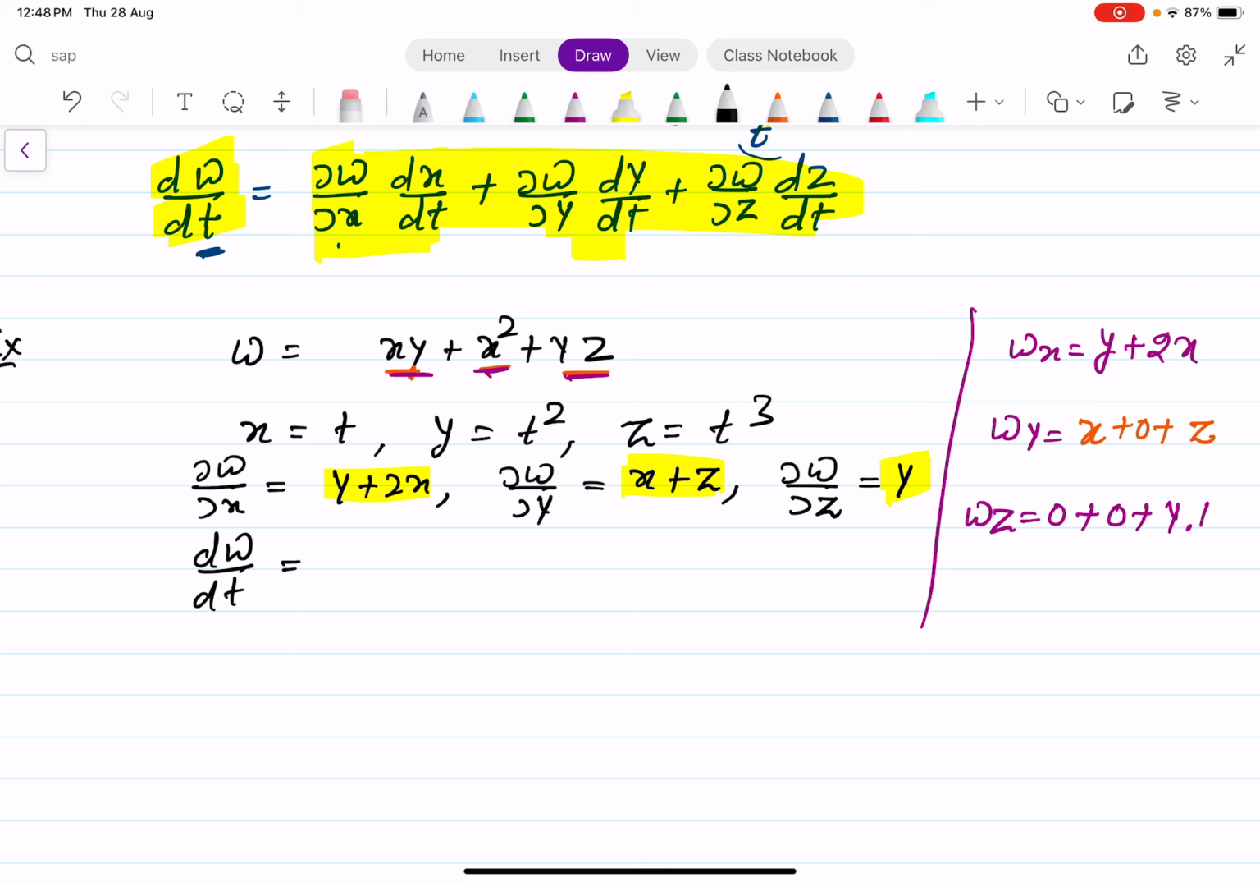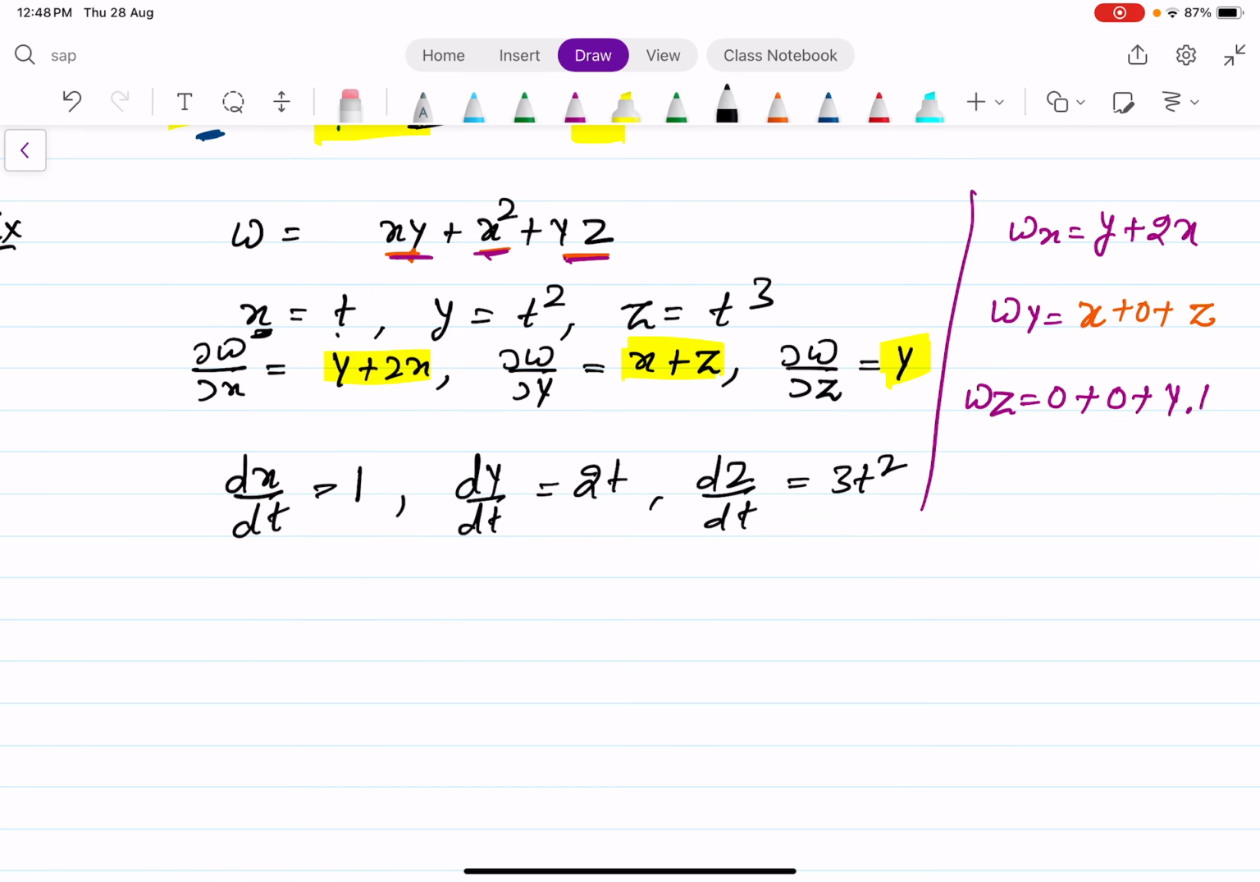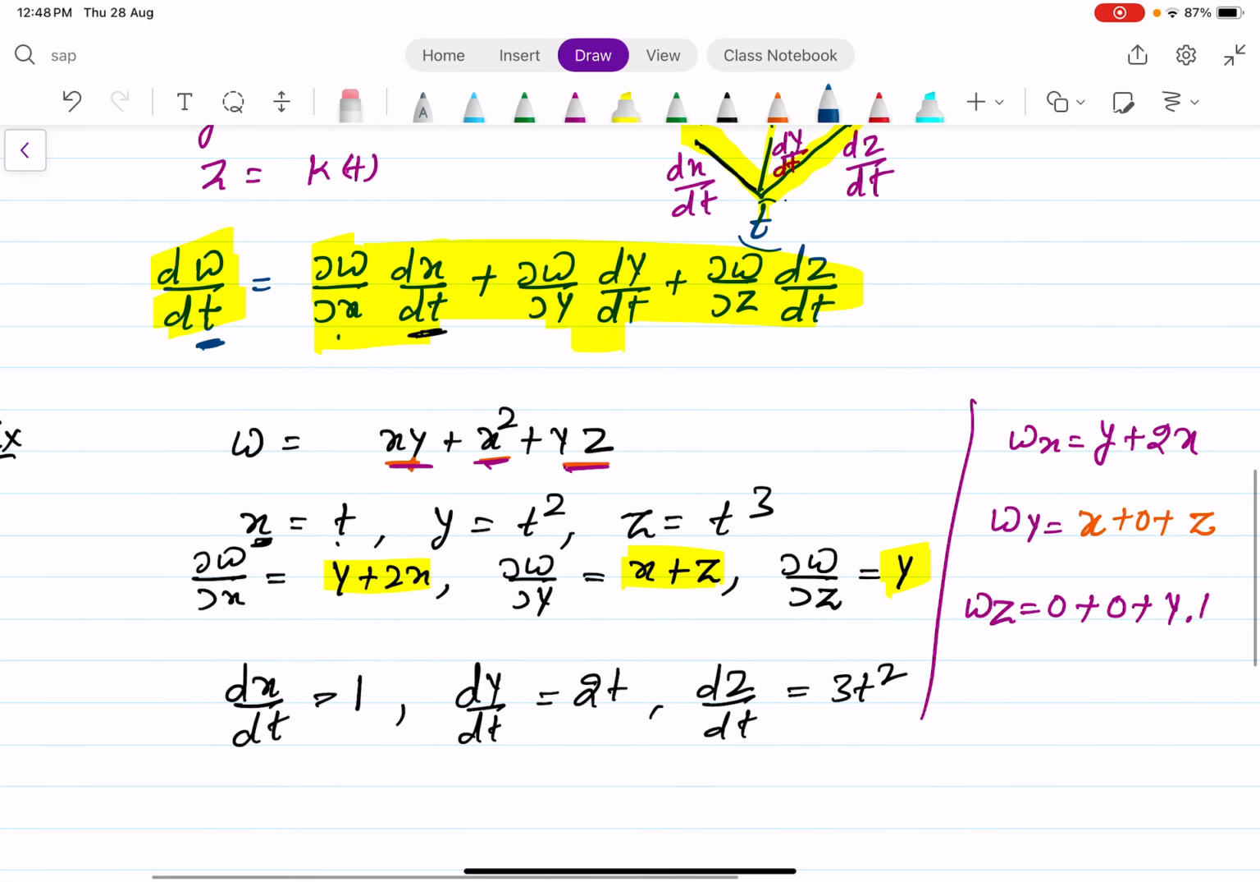And then we will compute dx by dt, because we have to use this formula. So now dx by dt is what? Differentiation of x with respect to t, it is 1. dy by dt is 2t and dz by dt equal to 3t square. Now put the values into the formula. Which formula? This is the formula.